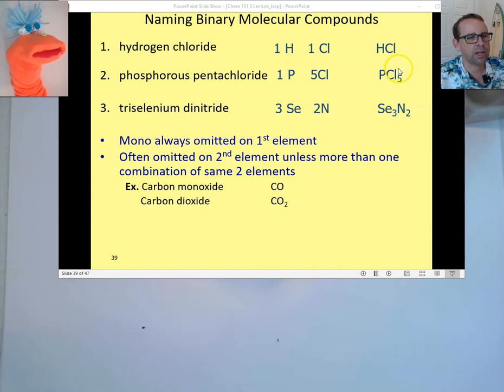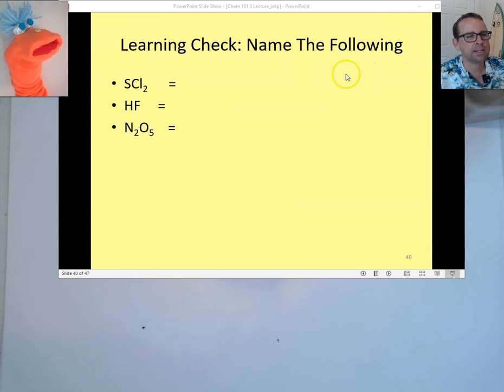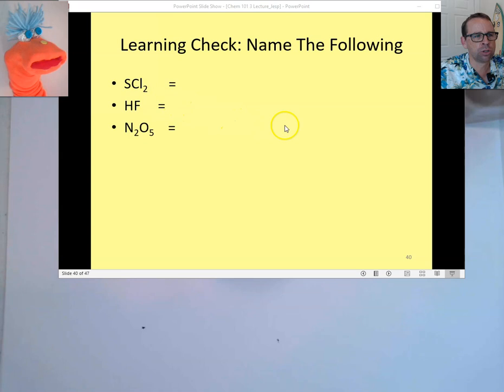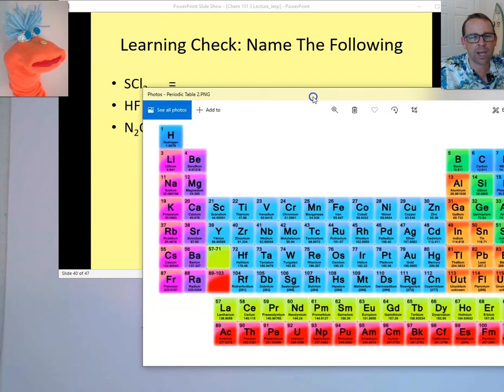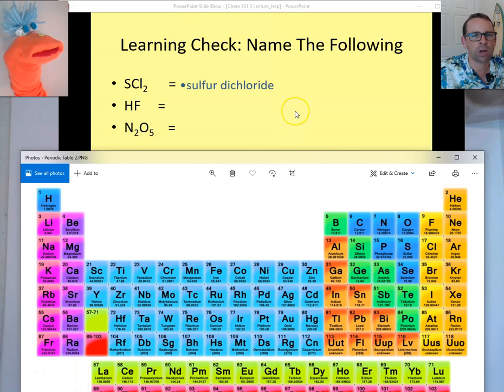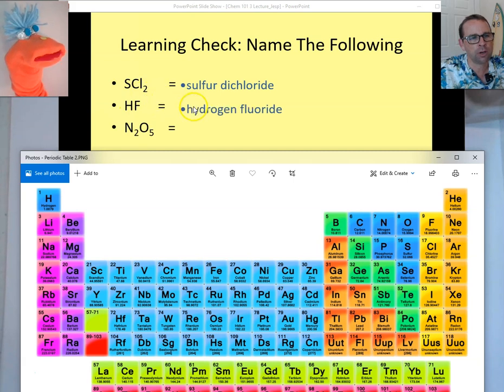Okay, very good. Now, let's see if we can name this compound. SCl2. Can you bring me the periodic table? Yeah, let's bring it up here. Sulfur and chlorine. Both nonmetals, so it's sulfur dichloride. Very good. Sulfur dichloride, because they're both nonmetals, so we use the mono, di, and tri to name molecular or covalent compounds. HF? H is an exception, but it's still a nonmetal, right? That's right. So what do we call this? Hydrogen fluoride? Very good. Hydrogen fluoride.